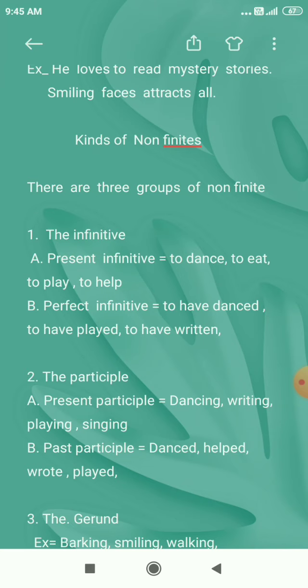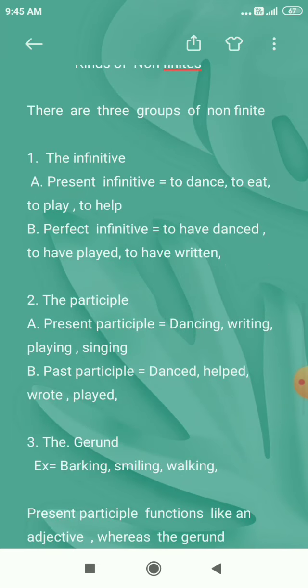The second one, the participle. In the present participle, dancing, writing, playing, singing. And in the past participle, danced, helped, wrote, played. All these are the examples of the past participle. After that, the third form of the non-finite is the gerund. The gerund, like barking, smiling, walking.